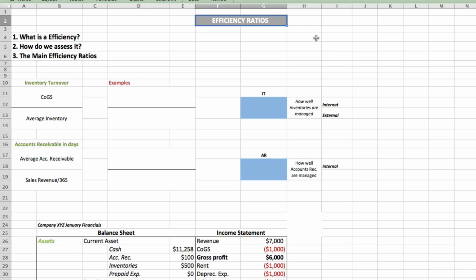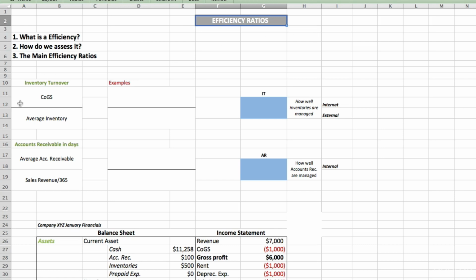How do we actually assess efficiency? Well, to assess efficiency, we have to look at different items on our balance sheet and income statement and how those are intertwined. For example, efficiency is a relationship between either the inventory and the cost of goods sold, or the accounts receivable and the sales, but also the accounts payable and the COGS as well. But actually, let me show you here two main efficiency ratios that are used in financial accounting.